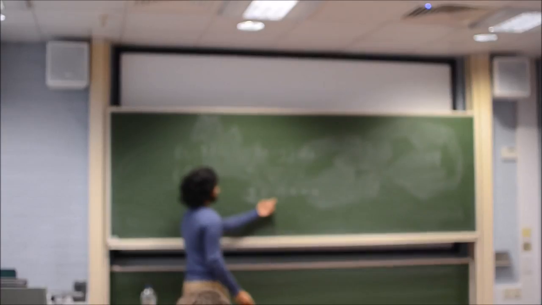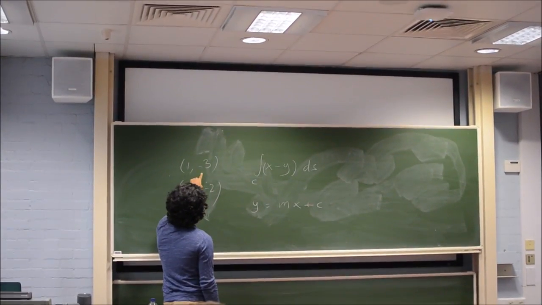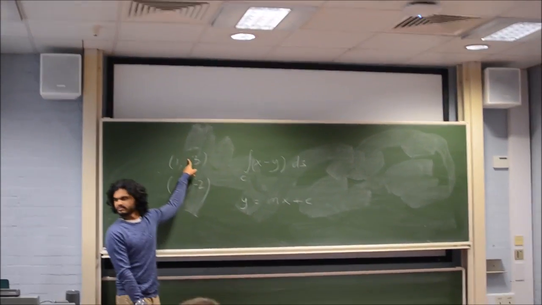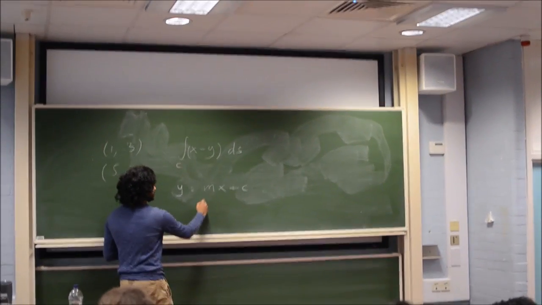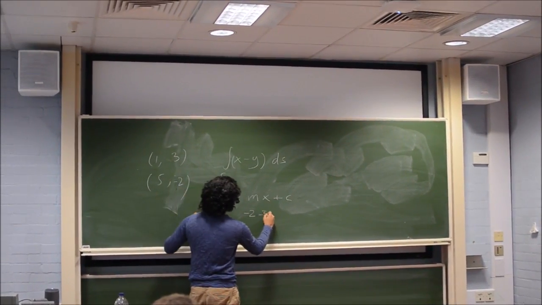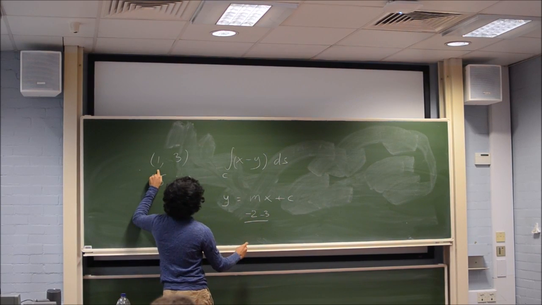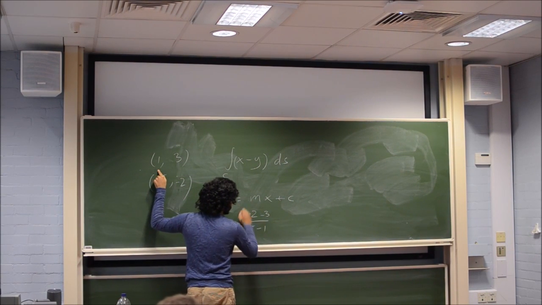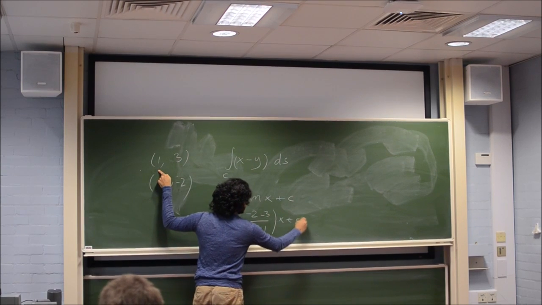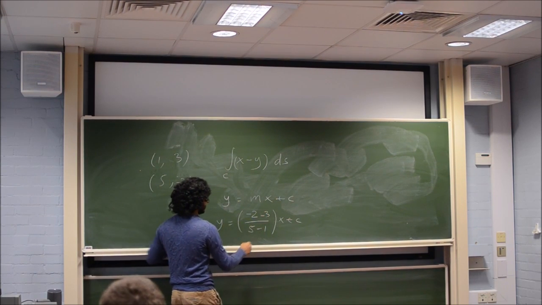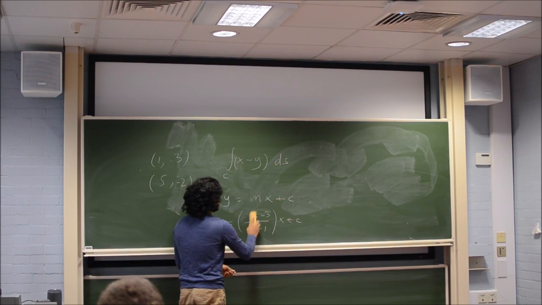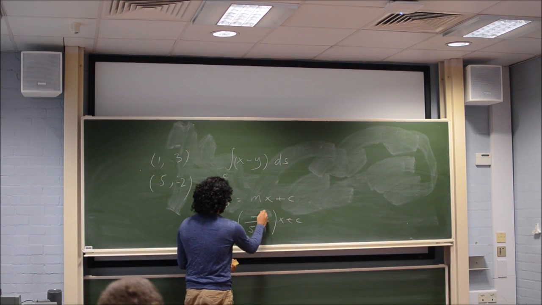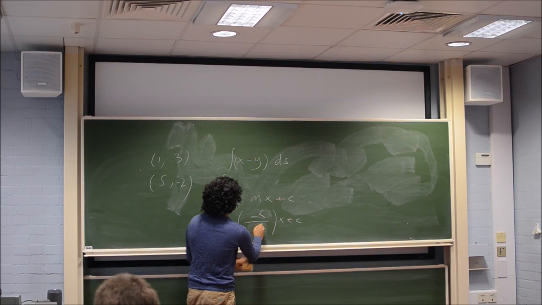The best way to do it is m is just y2 minus y1 over x2 minus x1. So y2 minus y1 is minus 2 minus 3, divided by 5 minus 1, and mx plus c is equal to y. Don't know c, so I'm just going to solve that over here. So minus 2 minus 3 becomes minus 5, and 5 minus 1 becomes 4.